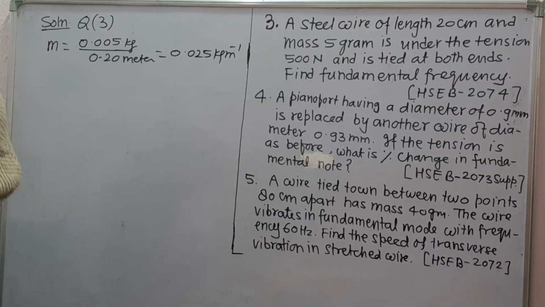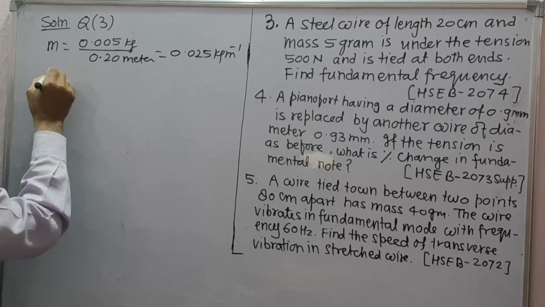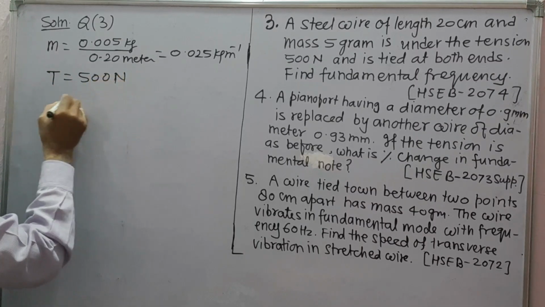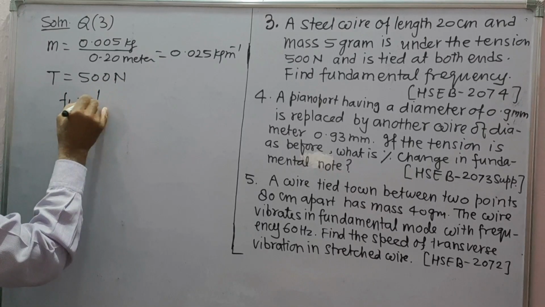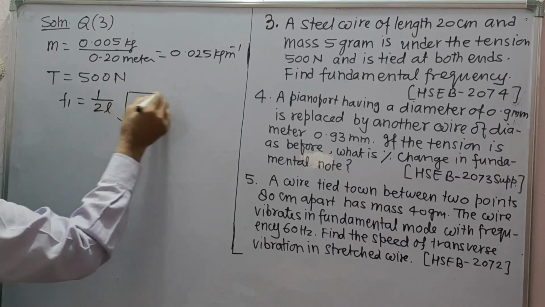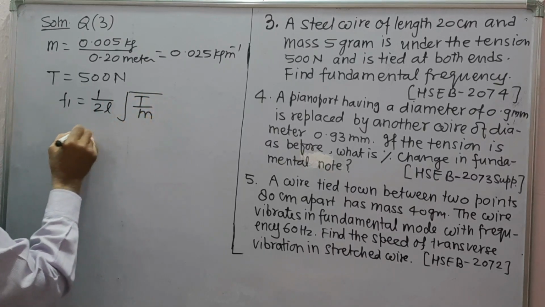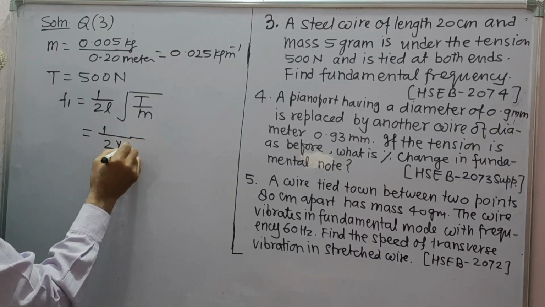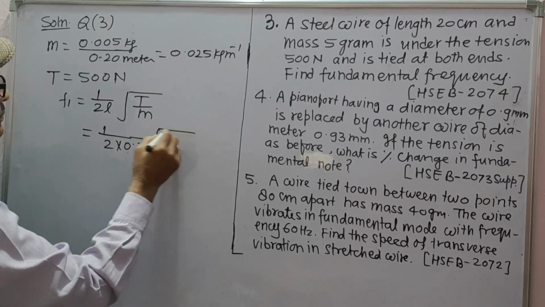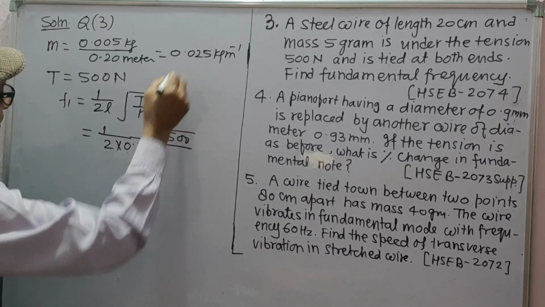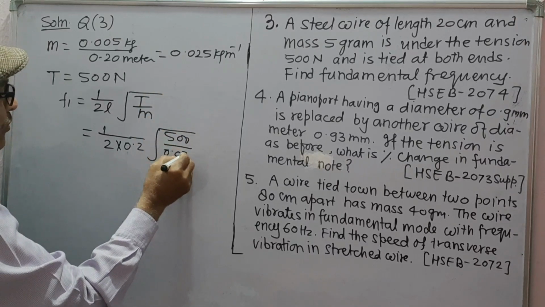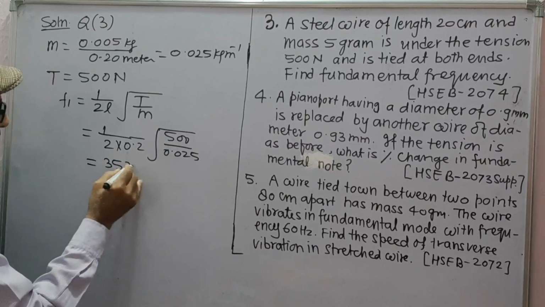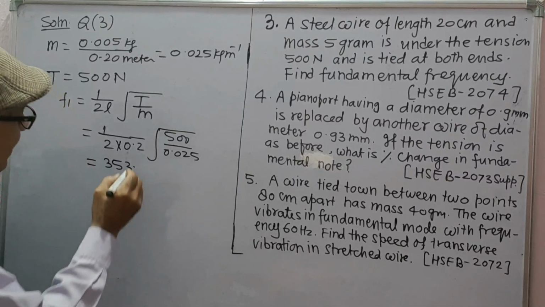Therefore, the fundamental frequency will be, here tension is 500 Newton, 1 upon 2L under root T by M. 1 upon 2, L is 20 cm, which means 0.2, under root T 500, small m is 0.025, which gives 353.55 Hertz.